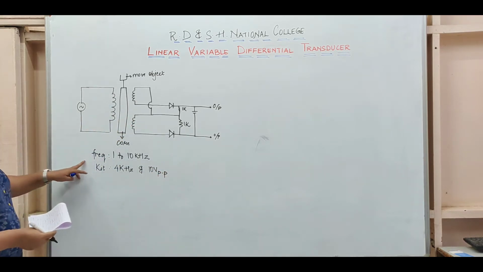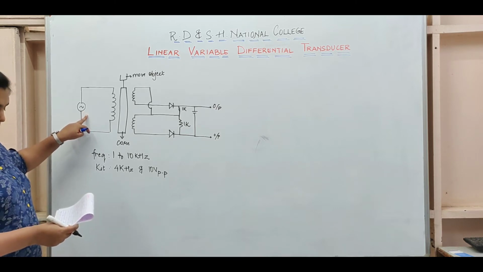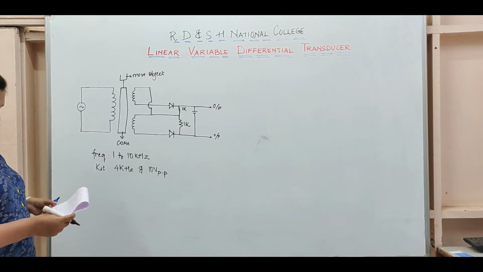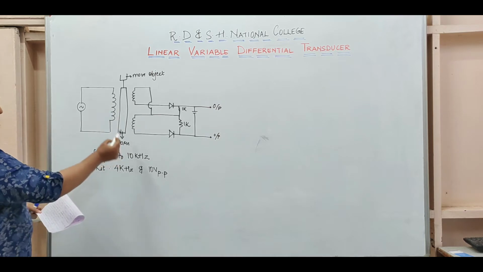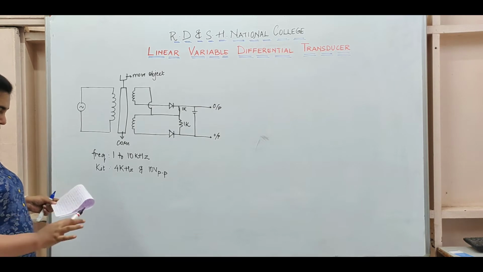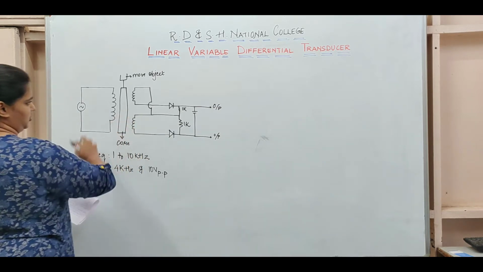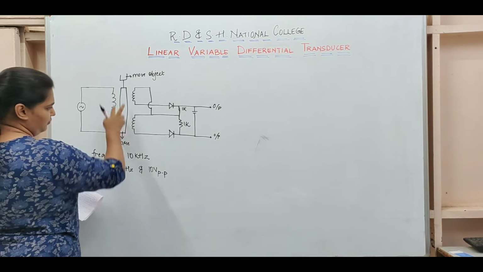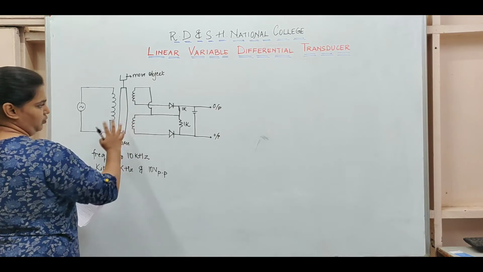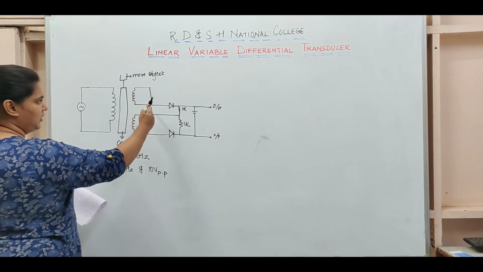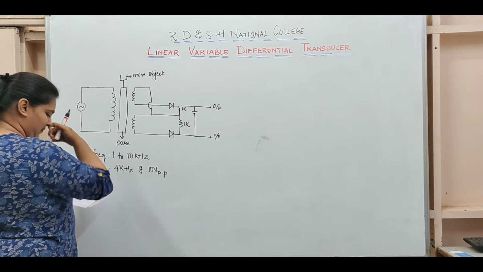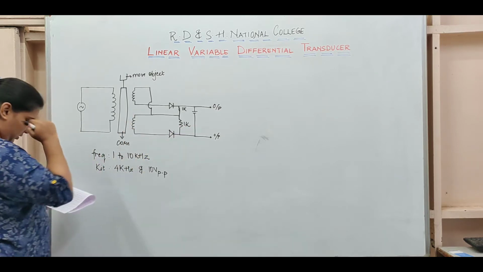So this AC current which is applied here causes a voltage to be induced in each of the secondary coils because of mutual inductance with the primary coil. Now even if I move this core, the frequency remains constant, but the amplitude changes. The reason being, as I move the core, the mutual inductance with the two secondary coils will vary, and because of the varying mutual inductance, the displacement is causing a change in the voltage, and therefore the readings will also change.